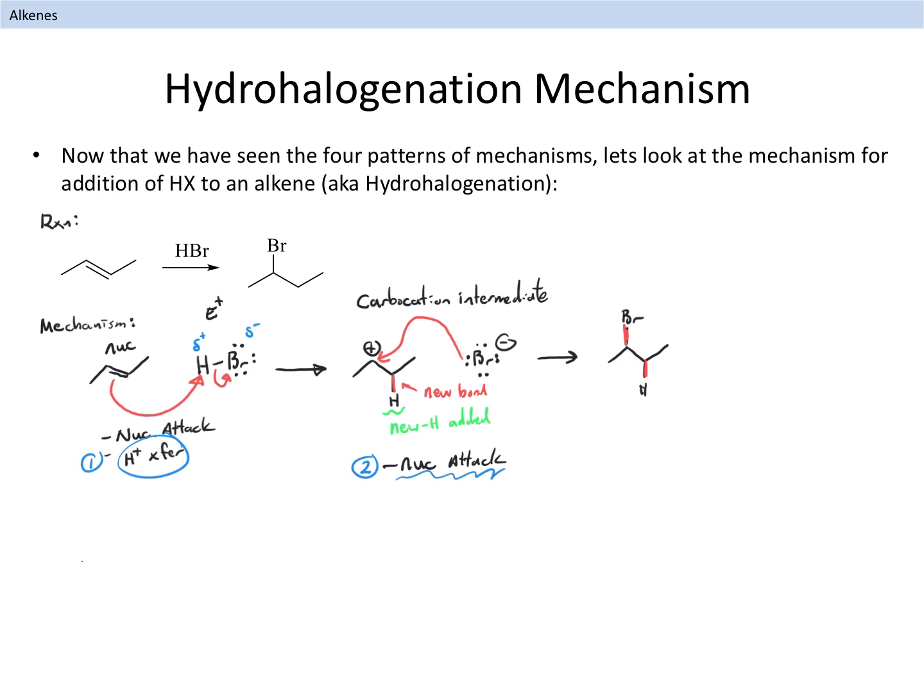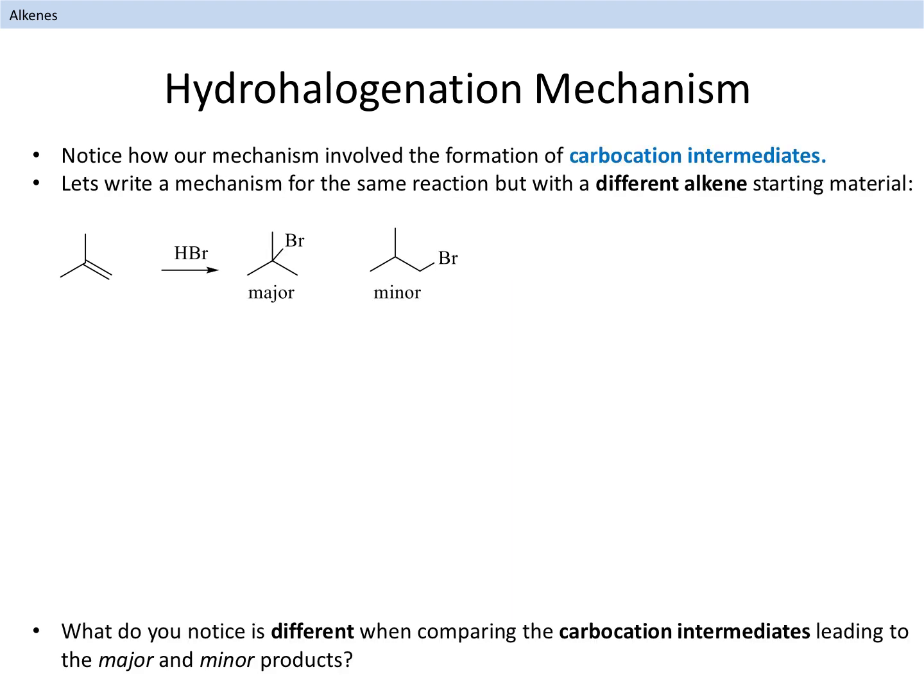Let's go to the next page and look at a different example, so that we can try to figure out why, and how, this reaction favors the formation of one regioisomer over another, when an unsymmetrical alkene is used. Let's look at the mechanism for an example hydrohalogenation reaction that we saw earlier. Specifically, the reaction between 2-methylpropene, which is also called isobutene, and hydrogen bromide.